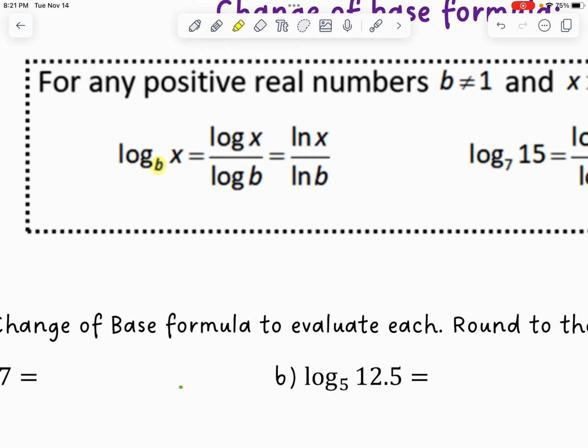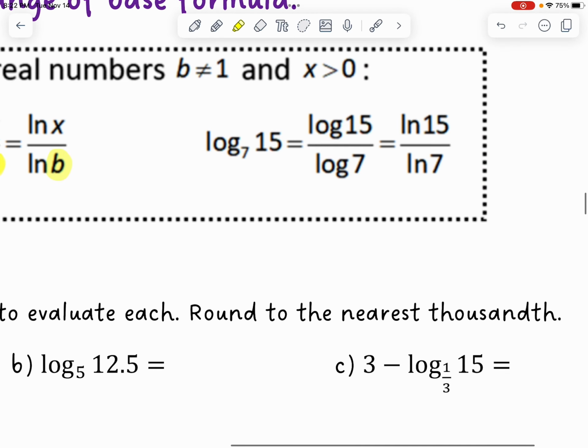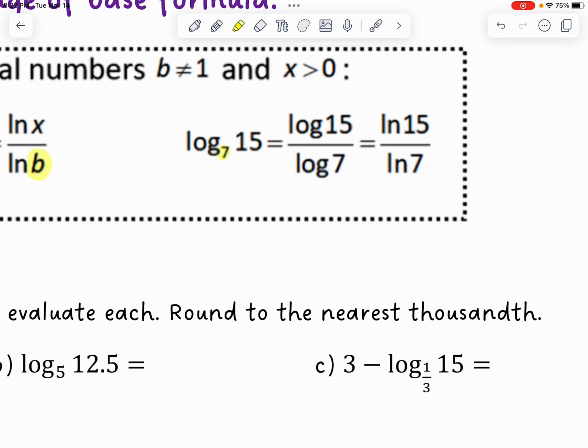So when you're switching, one way to help you remember how it switches is that the base is on the bottom. The base is on the bottom. So log base b, the log of the base will go on the bottom. Then you can use your calculator. So for example here, I have log base 7 of 15. I can rewrite that as log of 15 divided by log of 7, or ln of 15 divided by ln of 7. And the reason that this is helpful is because I can plug this in my calculator. I can do ln 15 divided by ln of 7 and get an answer.